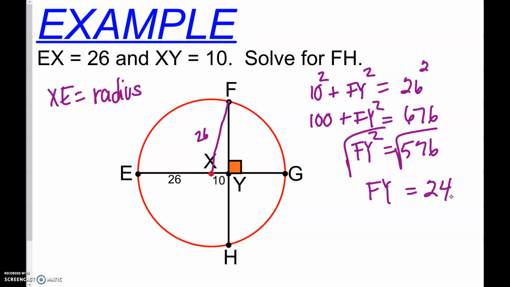So FY is 24, but they're really looking for FH. Because that diameter is perpendicular to that chord, we know that chord is being bisected. So if that side's 24, then this side is also 24. So FH must be 48 units. Okay?